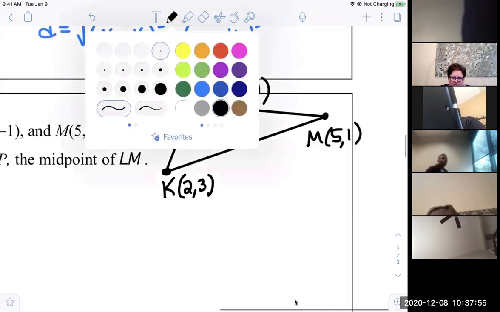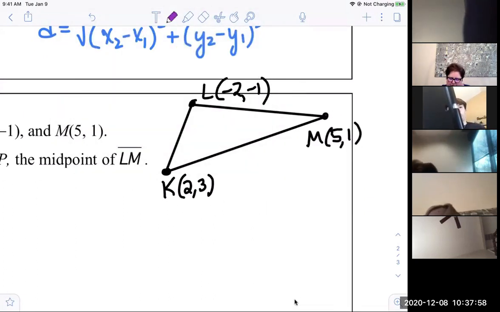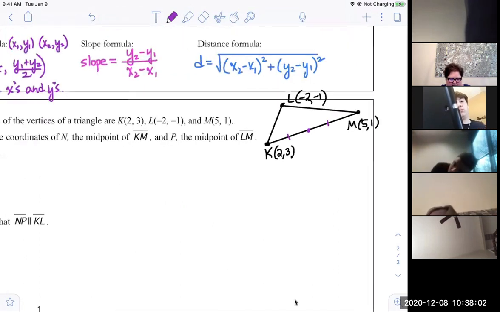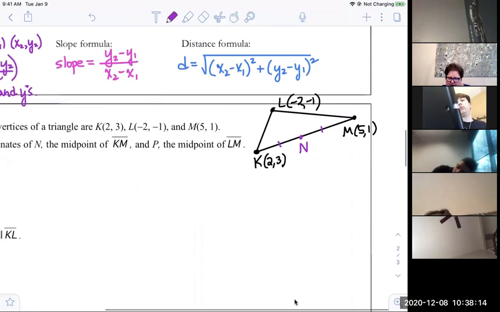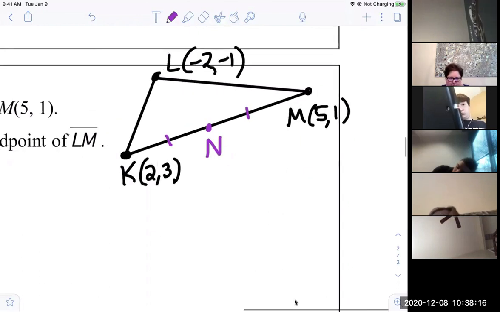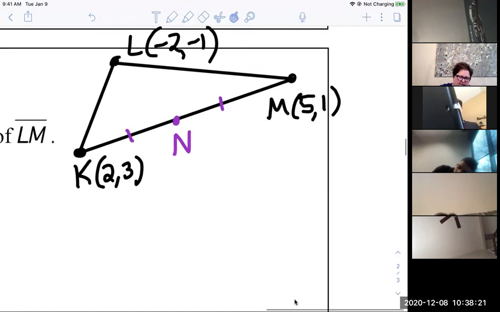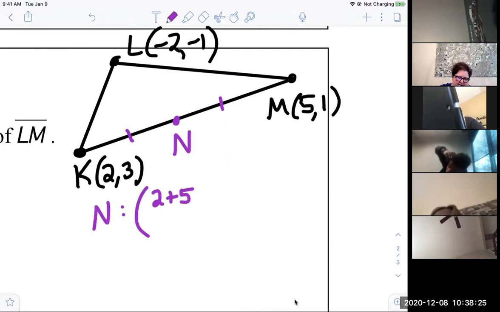Okay, so I'm going to use purple because we're doing midpoint. I did purple up above for midpoint. This point is supposed to be halfway between those two, and it's called N. N is the midpoint of segment KM, is what the problem says. Okay, so N, remember you add the x's and divide by 2. I'm going to do it over here with the picture just to make it easier to see what's happening. So remember that midpoint is going to be 2 plus 5 divided by 2 and 3 plus 1 divided by 2.